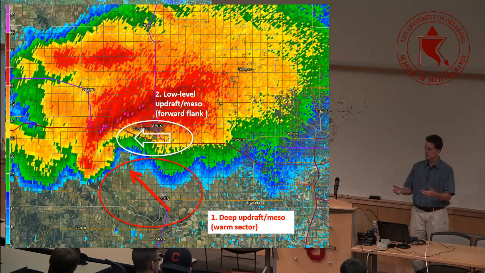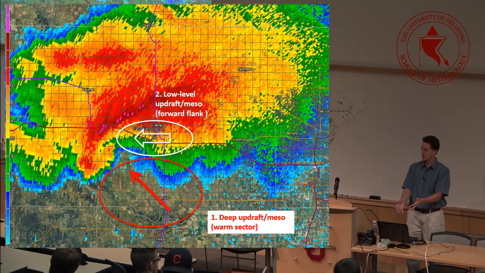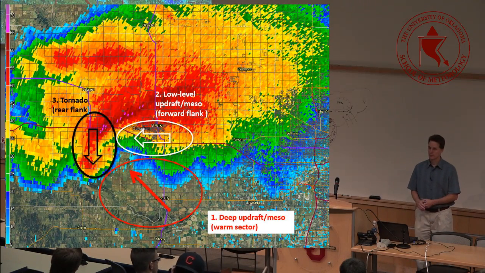How strong is the rotation in the low levels of the storm? Because remember, if you're generating vorticity along the forward flank and that's feeding the low-level updraft, that's an additional vorticity source beyond just the ambient horizontal vorticity. So in that case, you can actually strengthen and lower the pressure perturbation due to an impact of the storm itself. And then, of course, the tornado, it all appears to be related to what's going on in the rear flank of the storm.